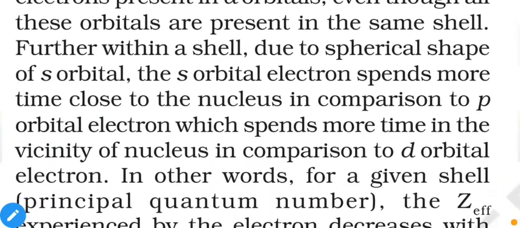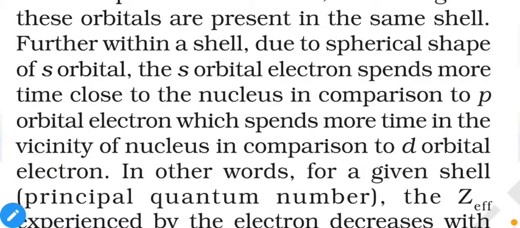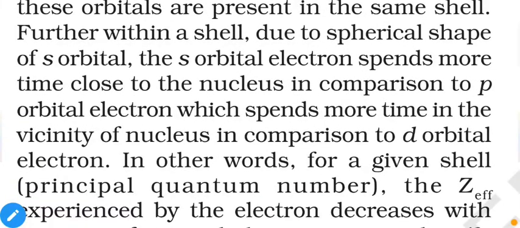Further, within the shell, due to the spherical shape of the s orbital, the electron spends more time close to the nucleus in comparison to a p orbital electron, which spends more time in the vicinity of the nucleus in comparison to a d orbital electron. That means, suppose this is our nucleus, this is the shape of the s orbital. As we know, it is spherical. So most of the time electrons are present inside this sphere. So that means they are always close to the nucleus.